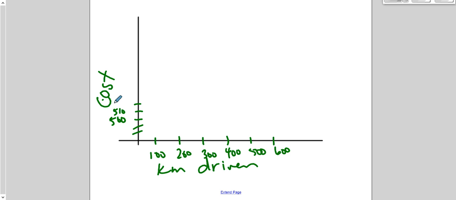So 510, 520, 530, 540, 550, 560, 570, 580, 590, 600, 610, 620. Let's see where that gets me, and if I have to go further, I will. But let's start with the first equation.